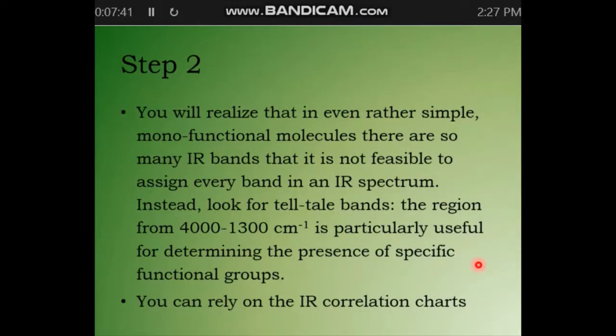Once you calculate degree of unsaturation, then you look for peaks in the functional group region between 1300 to 4000 centimeter inverse, because there we see fewer peaks but they are characteristic peaks for functional groups.